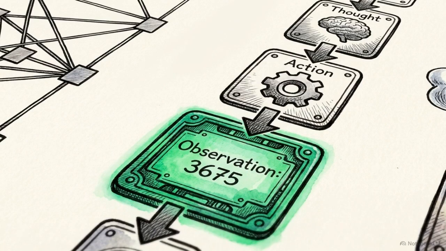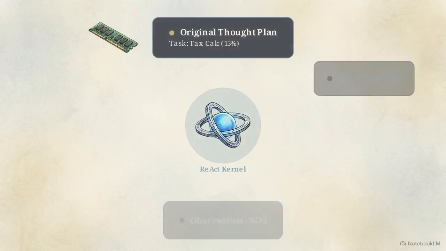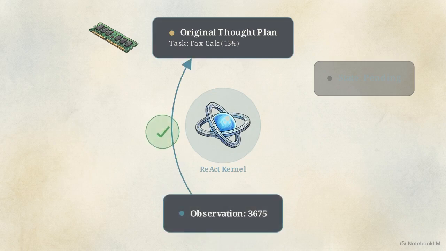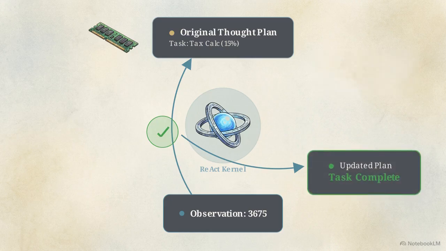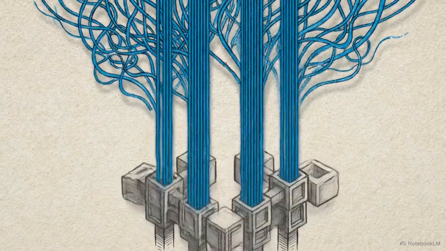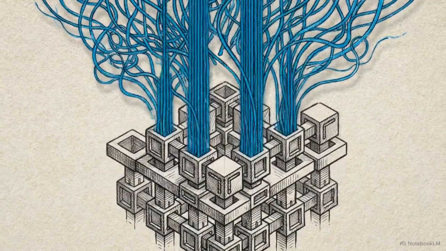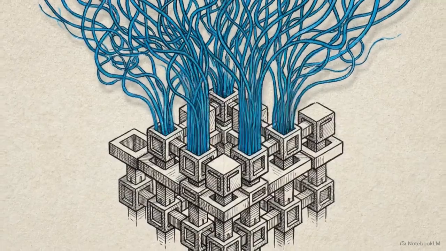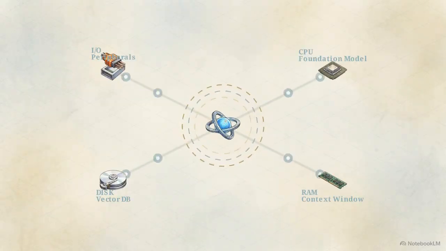In step 3, the observation, the external API result returns directly into the context window. The cognitive loop then checks this new observation against the original thought plan. Instead of guessing, the system dynamically updates its plan based on the new state data. By watching this process, we see that this explicit logging turns abstract token generation into transparent, stateful, and highly predictable programmatic action. Here, we see the entire system operating holistically.